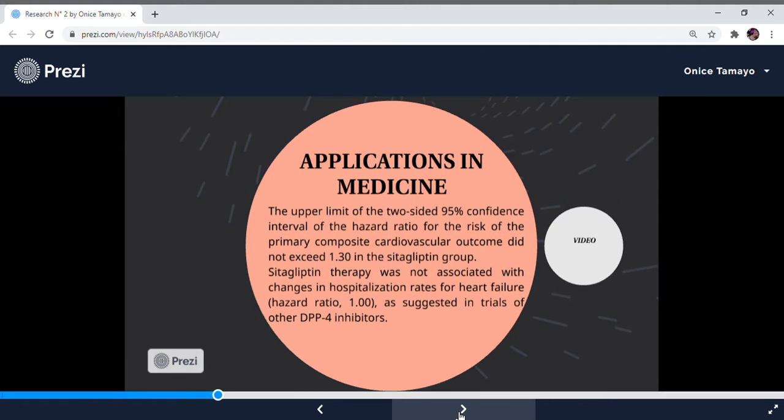Applications in medicine. The upper limit of the two-sided 95% confidence interval of the hazard ratio for the risk of the primary composite cardiovascular outcome didn't exceed 1.30 in the sitagliptin group. Sitagliptin therapy was not associated with a change in hospitalization rate for heart failure as suggested in trials of other DPP-4 inhibitors.